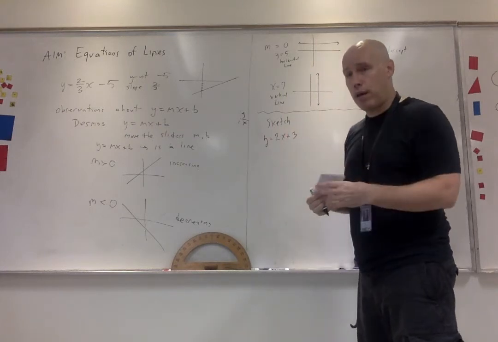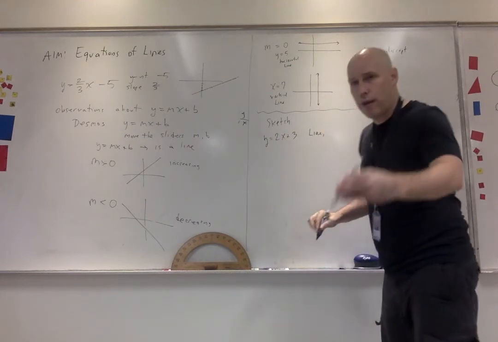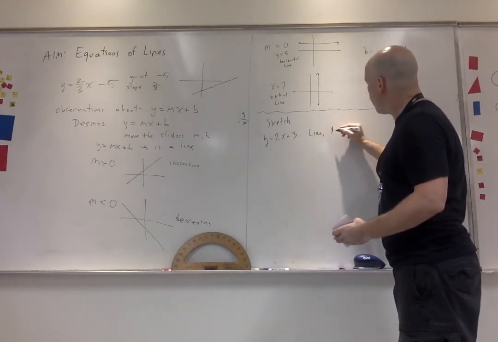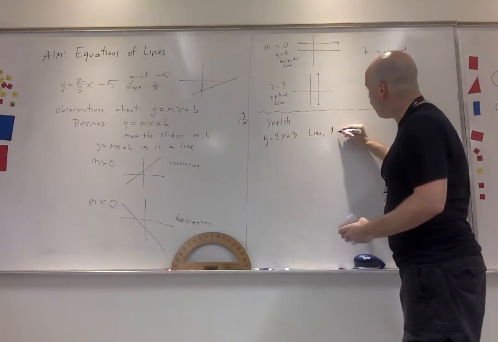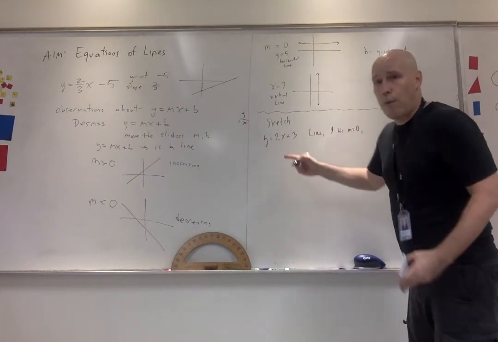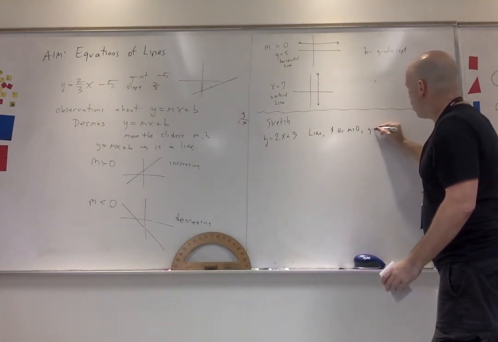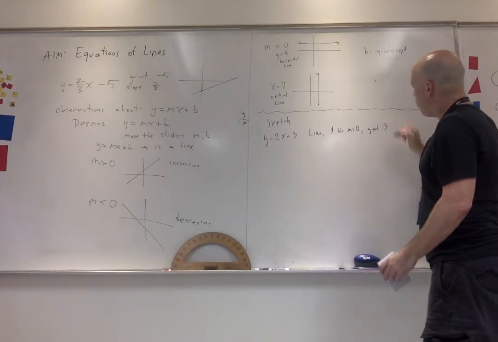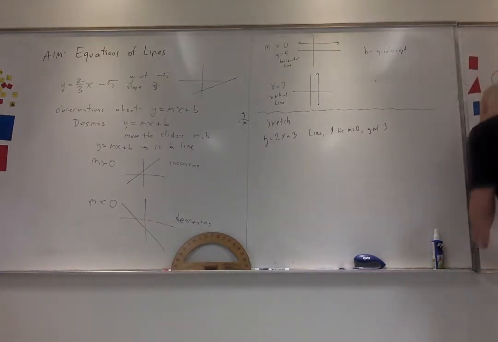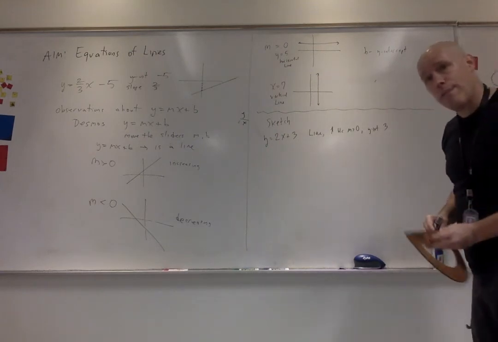Well, you would say, you know what? It's a line. You would say, you know what, Mr. Adler? It's increasing because the slope is positive. You could also say the y-intercept is 3. And then you're ready to make a sketch. So you're like, okay, all I need is a ruler, because I'm neat and I always use a ruler in math.